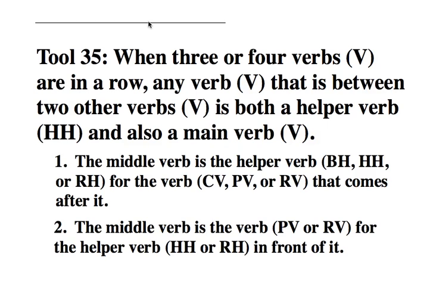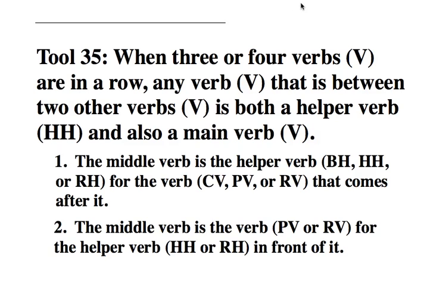Tool 35. When three or four verbs are in a row, any verb that is between two other verbs is both a helper verb and also a main verb. So the middle verb is the helper verb, either BH, HH, or RH, for the verb CV, PV, or RV that comes after it. The middle verb is the verb PV or RV for the helper verb HH or RH in front of it. Okay, write this one down and we'll look at some examples.